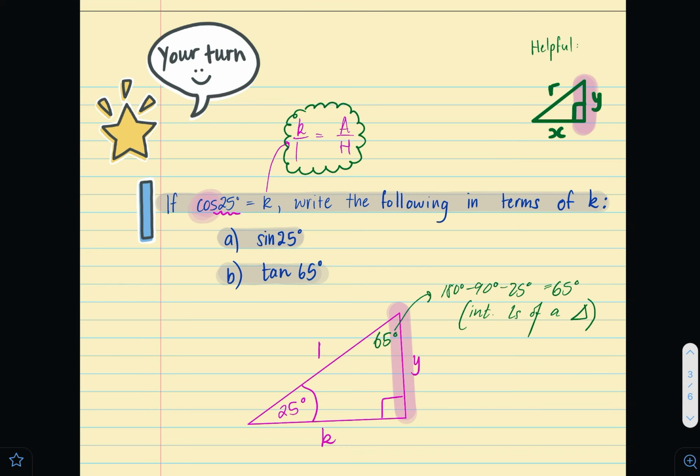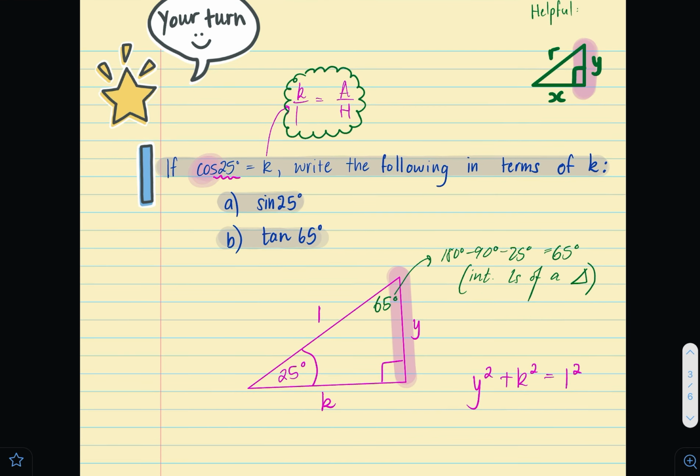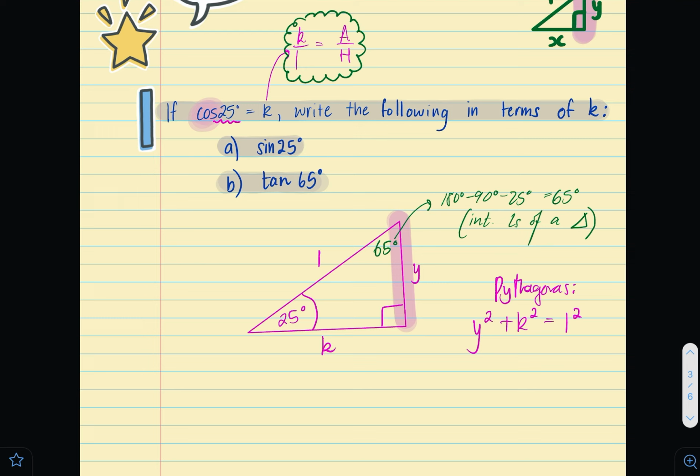Vertical sides of triangles are often referred to with the variable of y. So I'm just going to go y squared plus k squared is equal to 1 squared. Remember that the hypotenuse squared is the sum of the squares of the other two sides. What am I going on about? The theorem of Pythagoras. So Pythag says y squared plus k squared is equal to 1 squared.